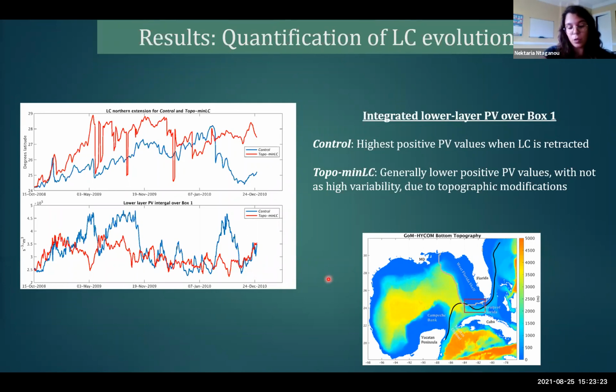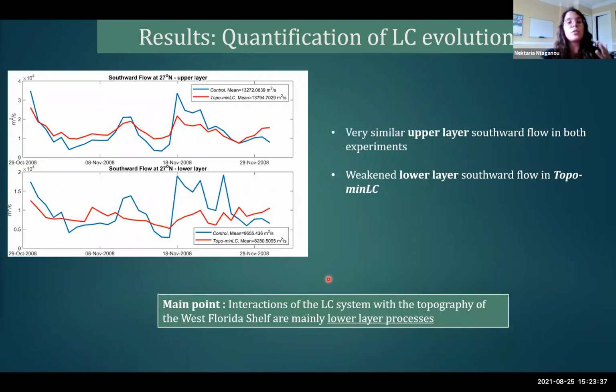I'm noting again that this does not happen because the loop current in the modified experiment is away from the shelf. It is still in the region of the shelf, but there is simply not a lot of interaction. When I talked about the pressure point theory, I said that when the loop current impinges on the shelf, there is a pressure perturbation imposed that creates a southward flow. I calculated the southward flow at 27 north for both experiments in the upper and lower layers.